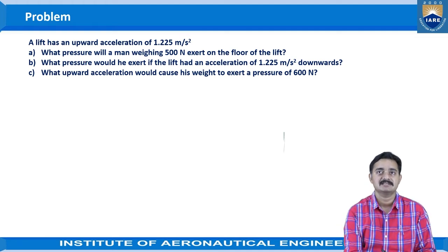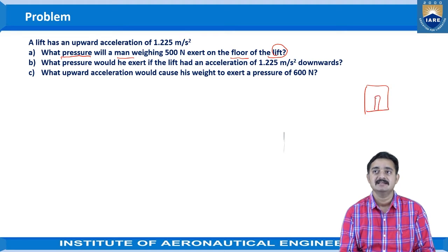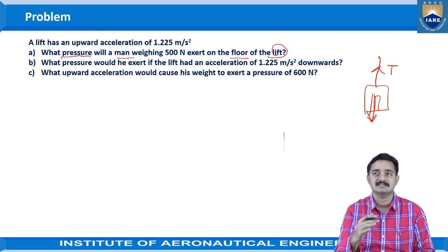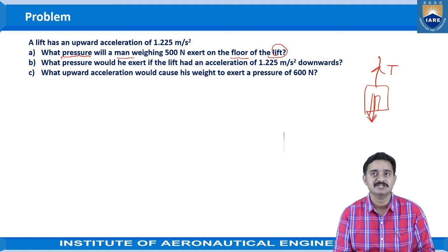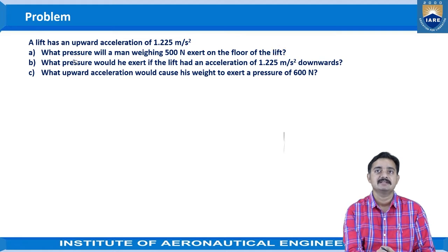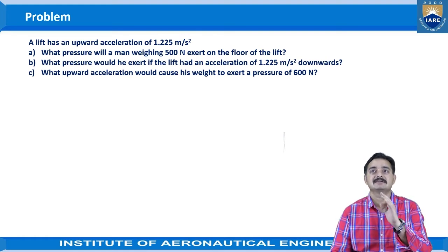So here the question is asked about the pressure, and a man is in the lift. Okay, the man is in the lift and he is standing on the floor. So ultimately, the total weight acts downwards, and the pressure will be seen as the tension in the string. The weight of the man that is exerted onto the lift will be seen as the tension in the string. So the question here is to find the tension in the lift because of the 500 Newton man that is inside the lift.